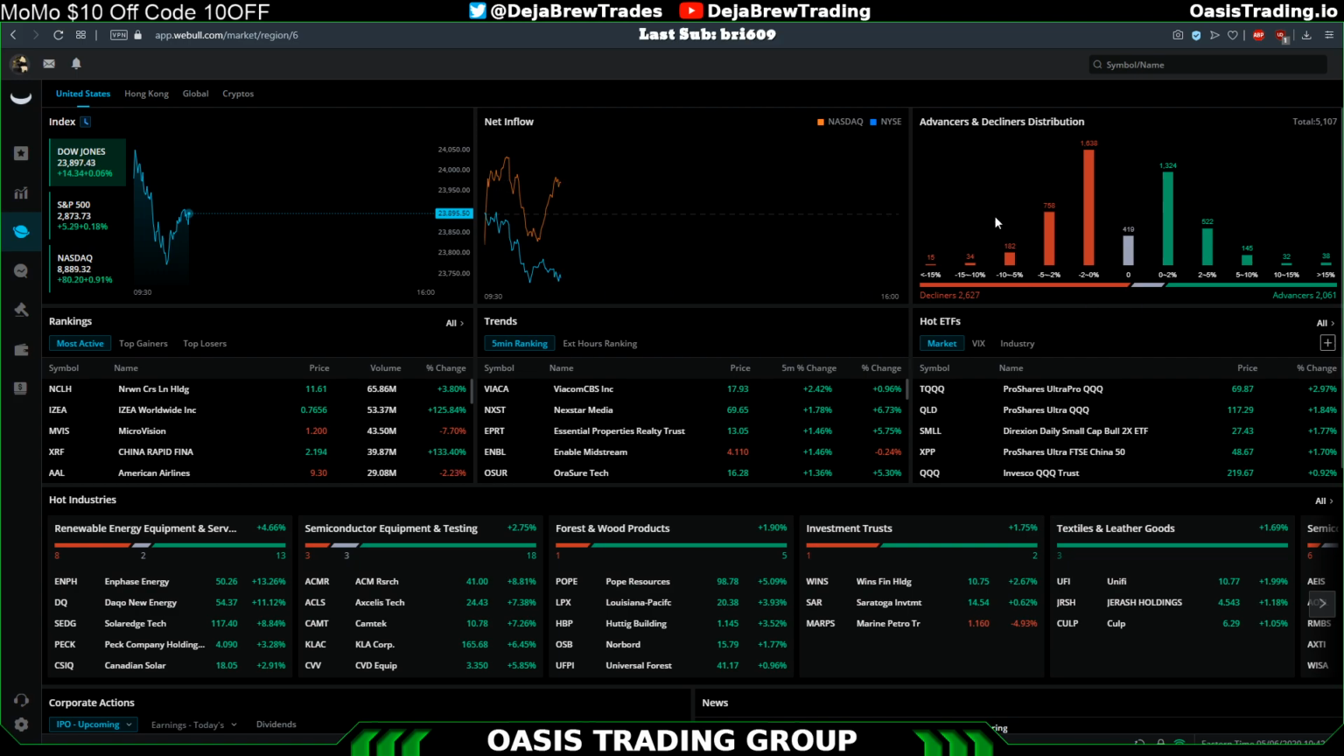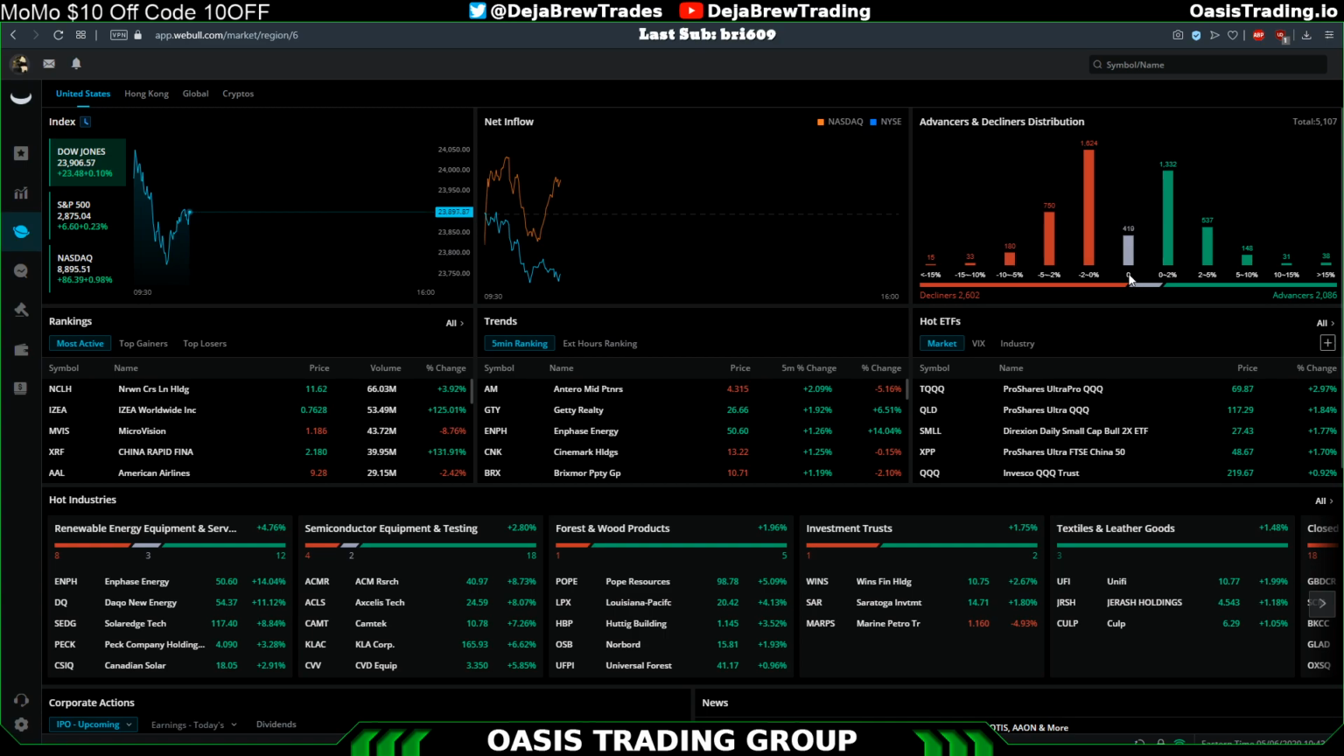The next screen over here, the advancers and decliners. This is basically just an overlook on the market as a whole. So it goes over 5,107 stocks, and it tells you how they're doing for the current day. So you have the 0 to 2%, 2 to 5, 5 to 10, 10 to 15, and then 15 plus. And that's positive and negative. Right now you're about balanced. You got about 2,000 advancing, 2,600 declining. So a little bit more red, but overall pretty balanced.